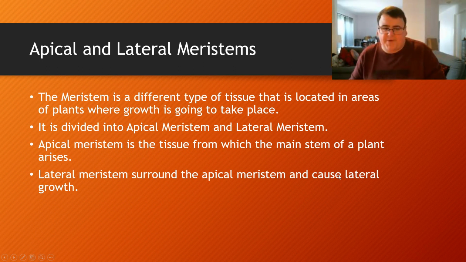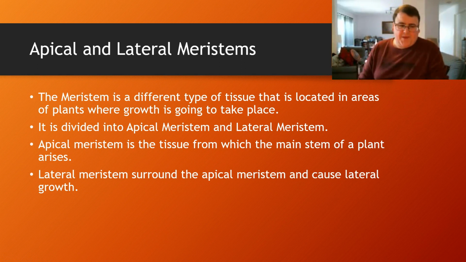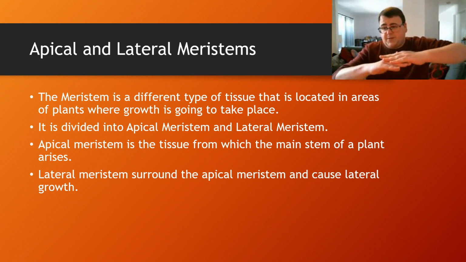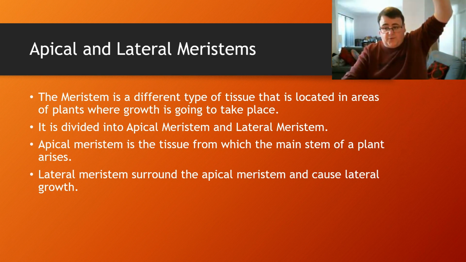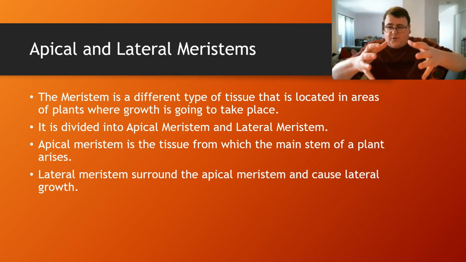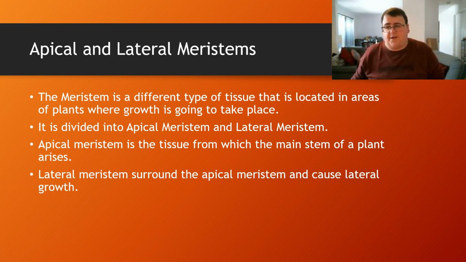So, apical and lateral meristems. I told you we'd get to it. A meristem is a type of tissue that's located in areas of the plant where growth is going to take place. There are two types, apical and lateral meristems. Apical meristem is the tissue from which the main stem of the plant arises. So the apical meristem is what's going to cause the plant to grow taller and taller. And your lateral meristem is what's causing lateral growth, so your plant gets thicker and thicker.